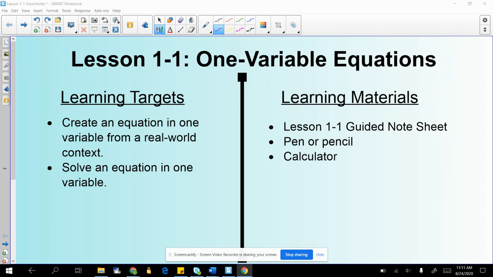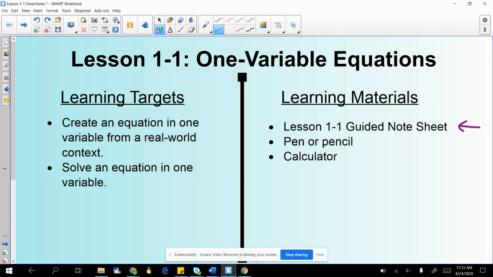So it says here that your learning materials are going to be your lesson 1 guided note sheet. So hopefully you either have that somewhere nearby or you printed that off. That's what this is going to follow. Then you'll also need a pen or a pencil and possibly a calculator.